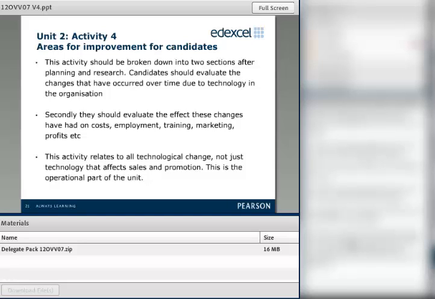Okay, so hopefully that's taken you on a very brief visit through Unit 2. We're now going to look at a piece of material, candidate A for Unit 2. So hopefully Mel will be able to get up all the different bits of material for that, Mel.